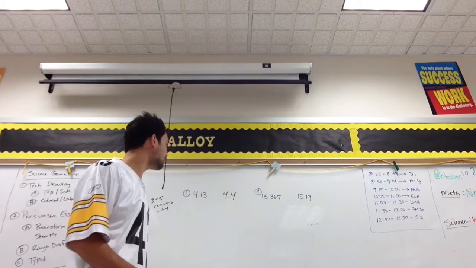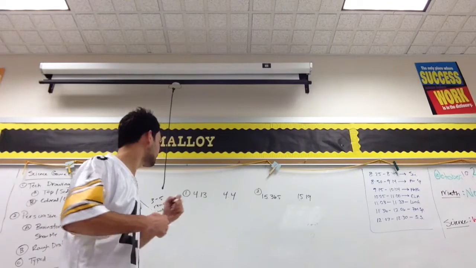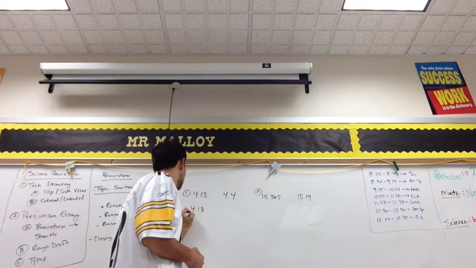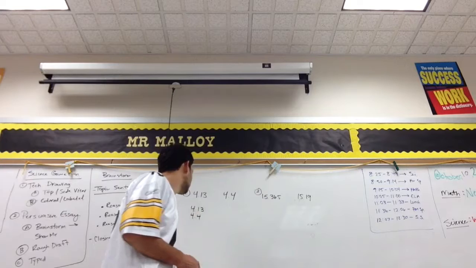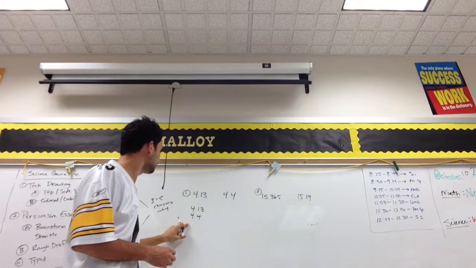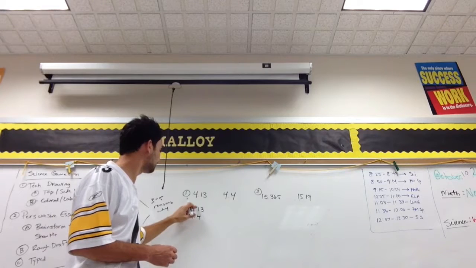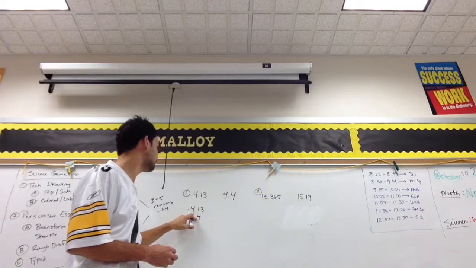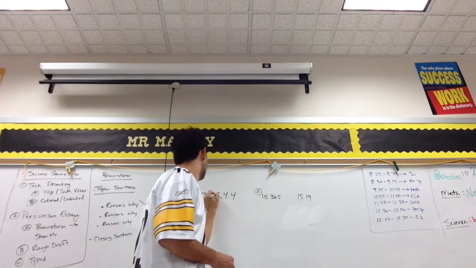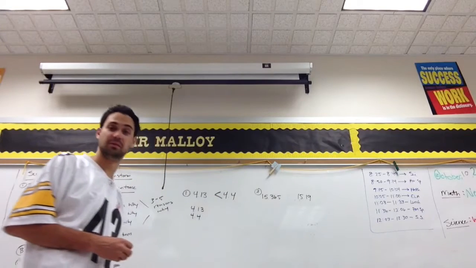Or if you're really struggling with that kind of stuff, we can always line up the place values to see. We go left to right. So the 4s and the 1s place are the same. We go to the tenths place. This is a 1, this is a 4. 1 tenth is less than 4 tenths, so this would have to be greater than. Okay?